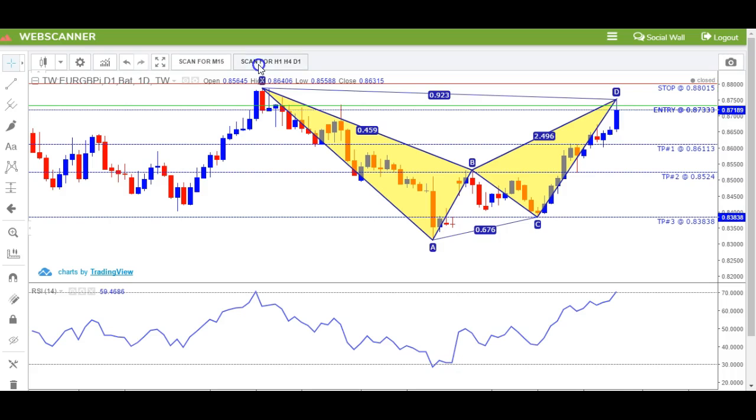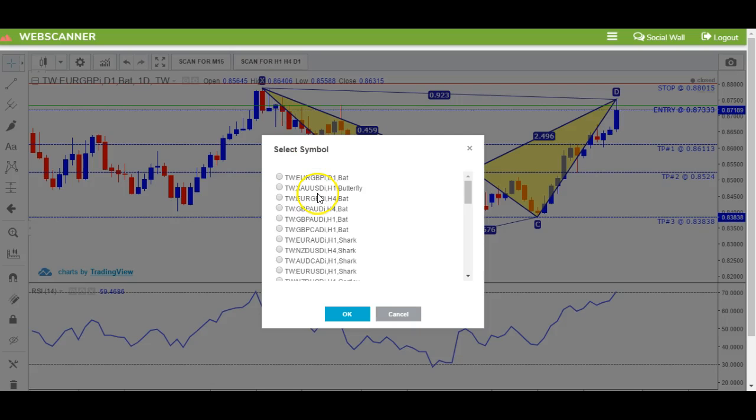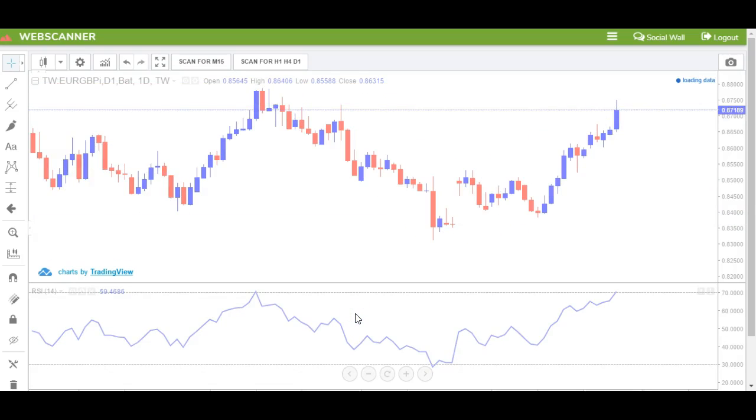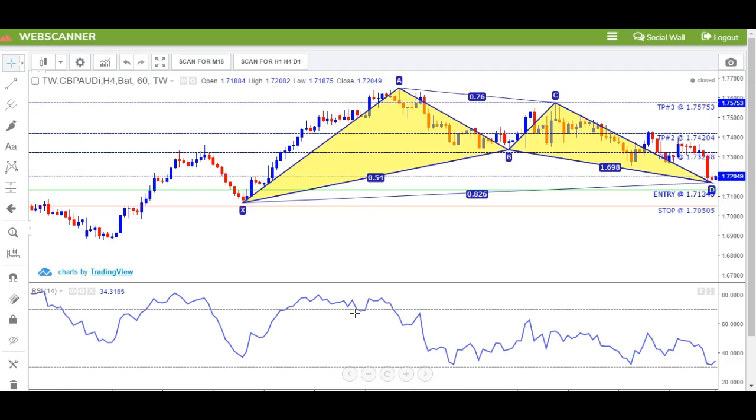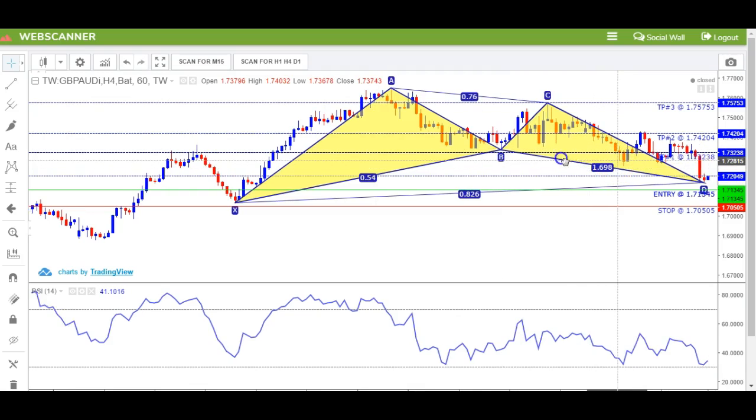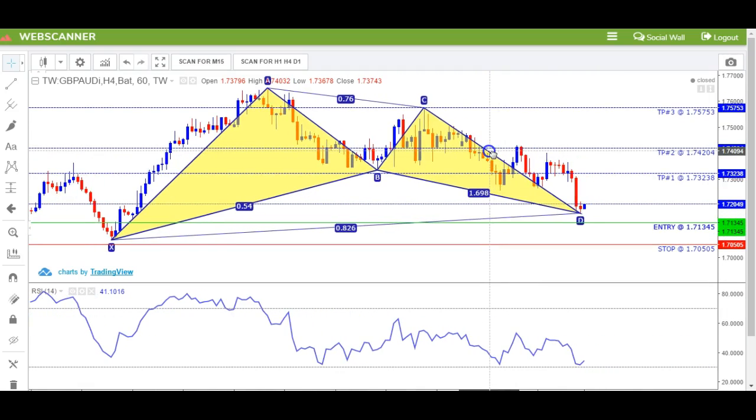So if we look for another pattern on here, let's try GBPAUD. And it just takes a couple of seconds to load the new chart. So as you can see, this is the Great British Pound Australian dollar. It's a 4-hour chart, so each of these candlesticks is worth 4 hours, and it's a bat pattern it's identified. So this is the bat pattern here. Again, if we pull our chart over, we can see the numbers a little bit better.